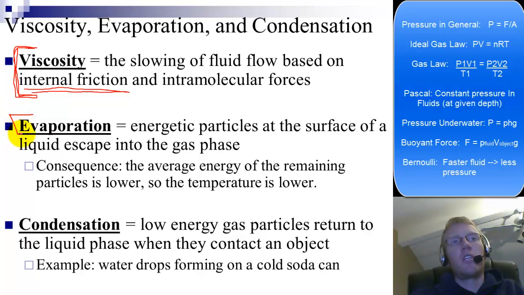Okay, evaporation and condensation are in here simply because they're part of the chapter, but I trust that you guys already know what those are. So pause it and read it if you don't, but it should be quite obvious.